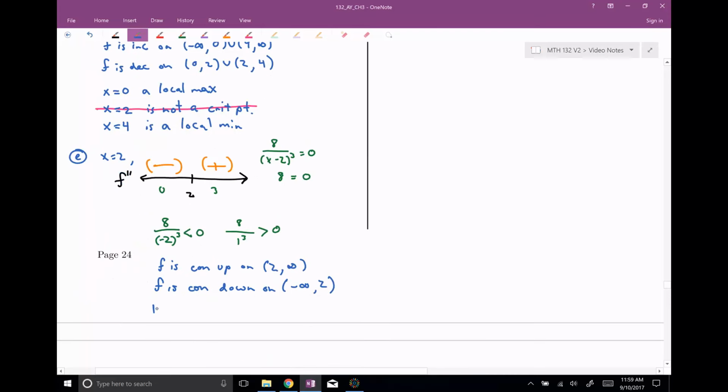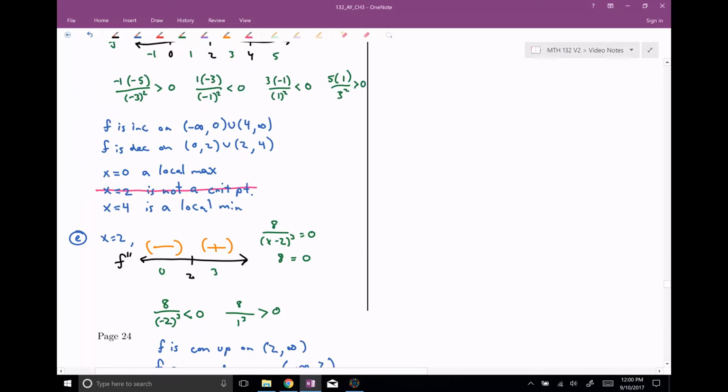So there are no inflection points, which is a technicality, I understand, but it's important. When we go to sketch this thing, we won't be able to draw a point there because 2 is not in the domain. All right, and now we're ready finally for part F.